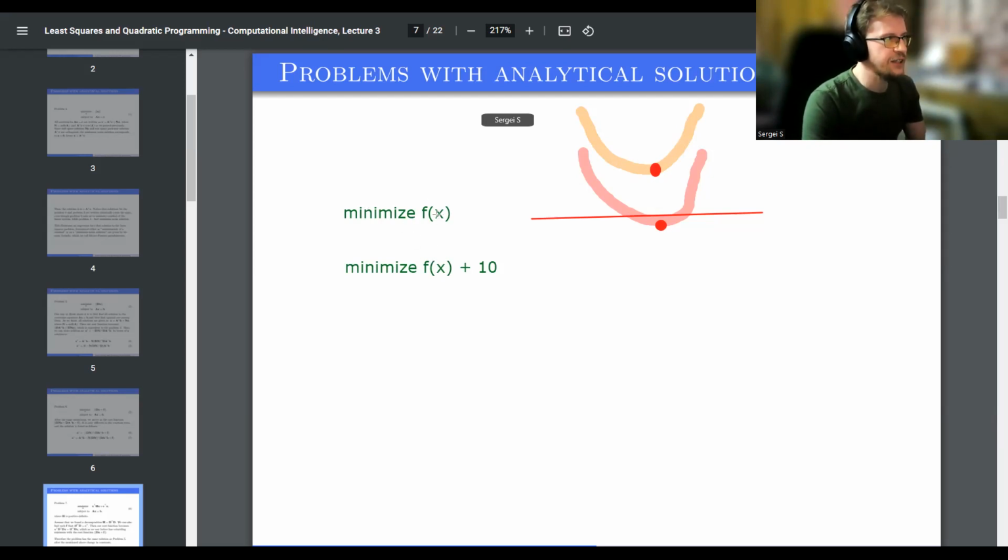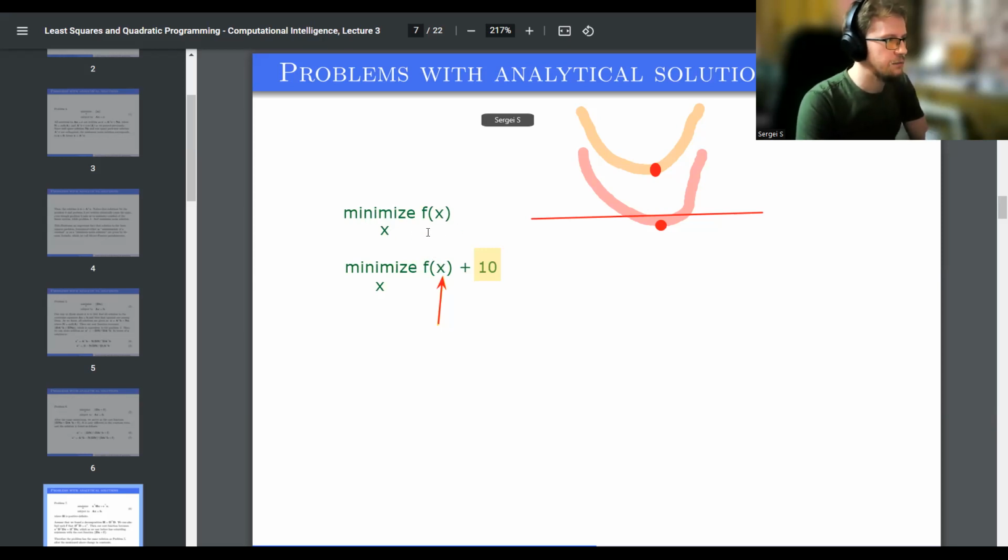If f of x attains its minimum at, let's say, -1, then f of x plus 10 attains its minimum at -1. So this part here is called the constant part. Why constant? Because it doesn't depend on the decision variable. This x is called a decision variable. We often denote it by putting it under the minimize. So this is called the decision variable, x.